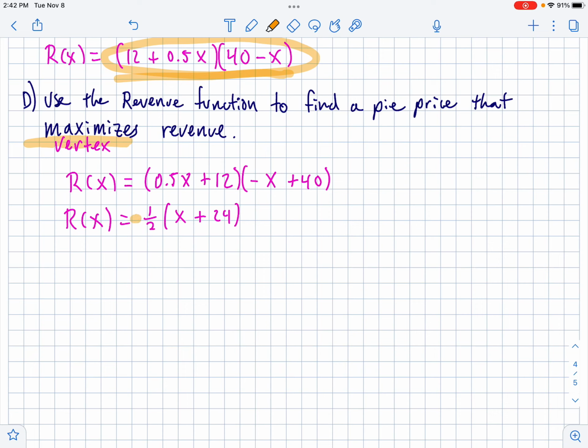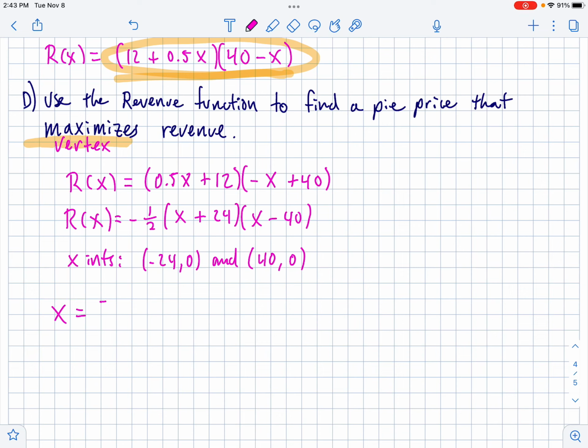Now the second parentheses has got a negative attached to the x, and you need to get that out of there. So I'm going to pull the negative out to the front with the pen tool there. So that's a negative 1/2. Here, let me fix this a little bit. There we go. Negative 1/2, but then you'll be left with x minus 40 here. So the x-intercepts are negative 24, 0, and 40, 0.